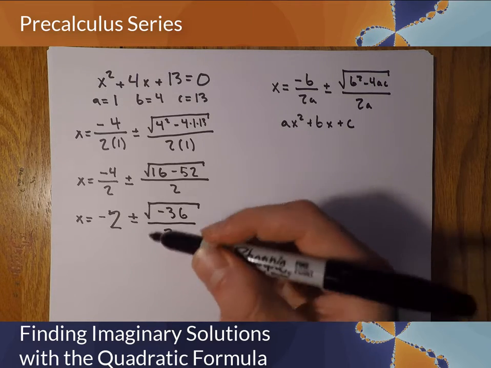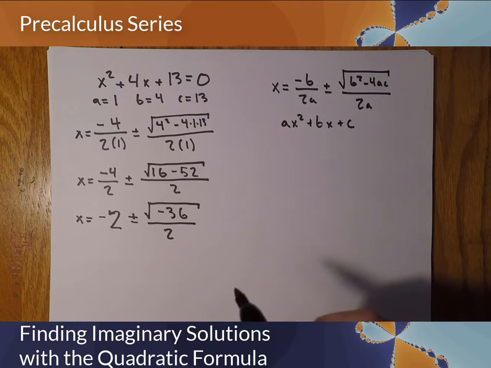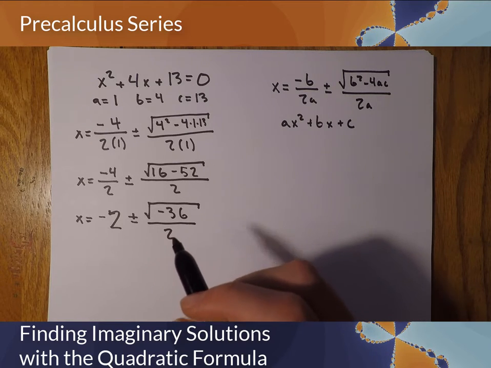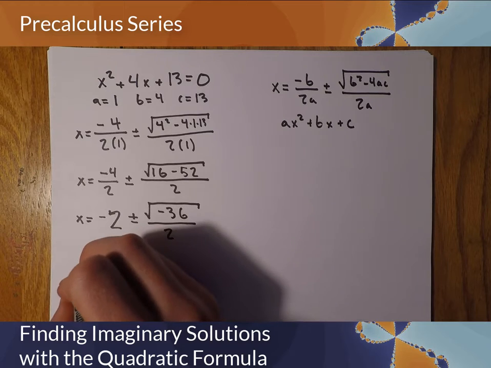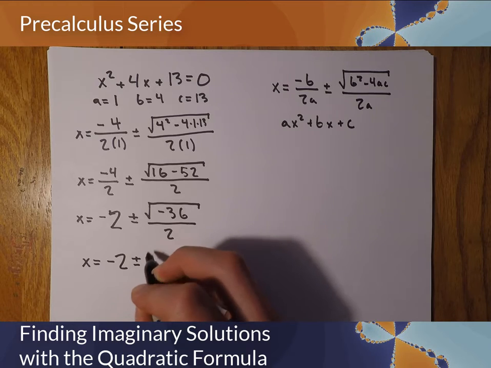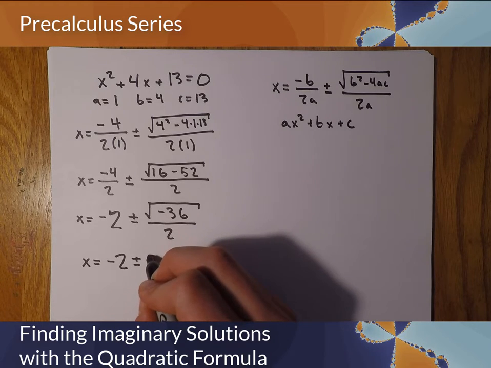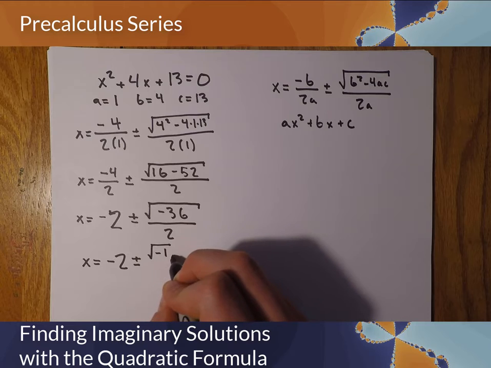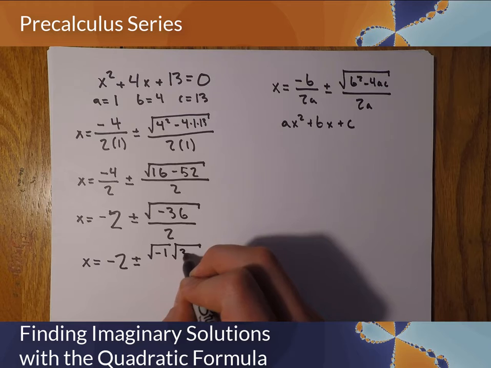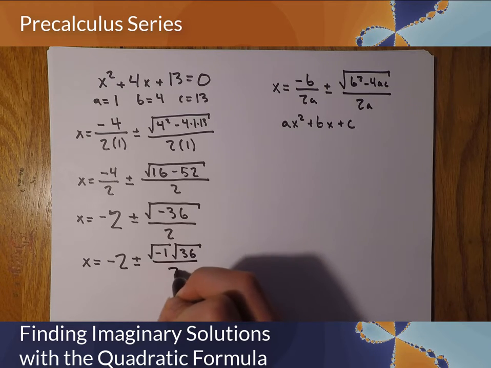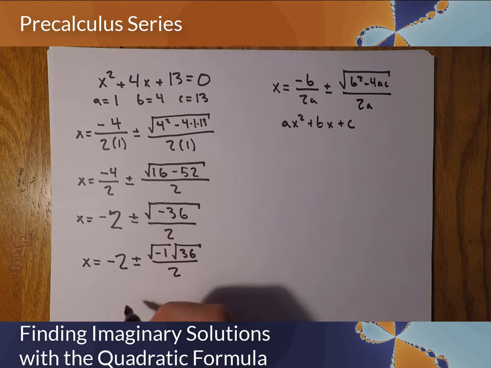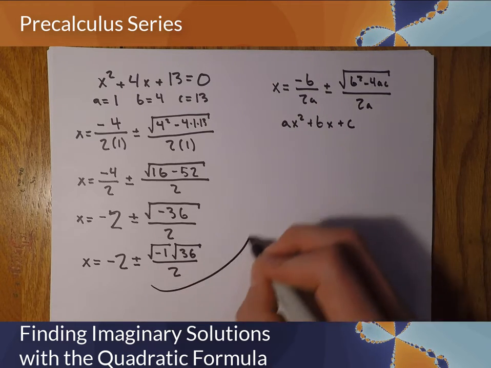And so now we have a negative number underneath the radical. So what do we do with that? Well, we rearrange it. Just like I showed in the previous segment, we're going to turn this into the square root of -1 times the square root of 36. Alright? And so now we have the square root of 36 that can be simplified.